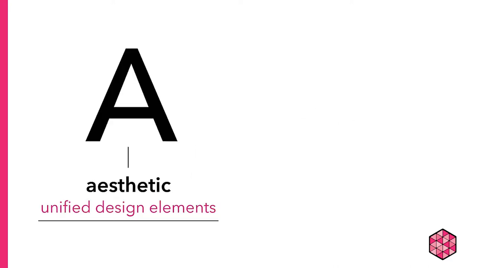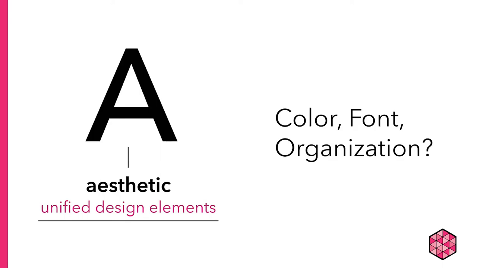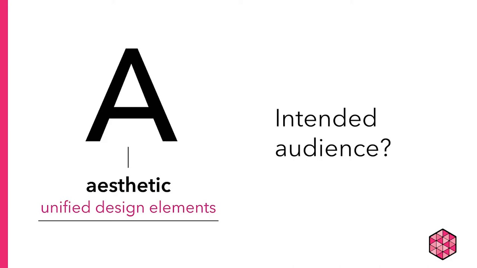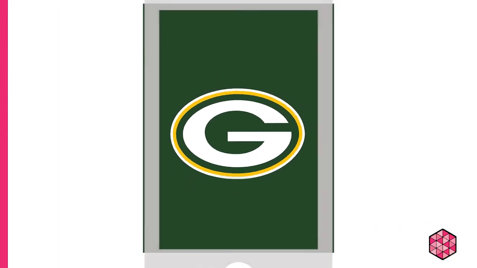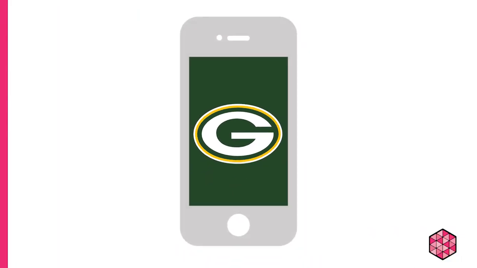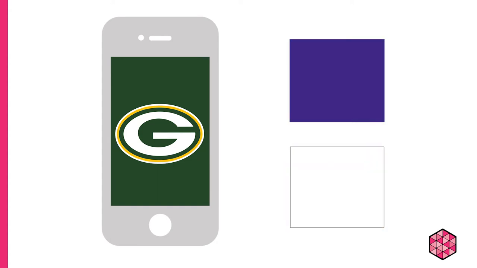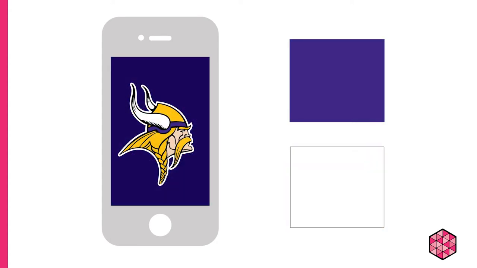As you begin working, you'll develop an aesthetic for your project. Consider how choices like color, font, and organization of elements support, or detract from, your project's intended purpose. Ask yourself, are these design choices consistent and coherent? Do they connect with the intended audience? For example, if you're designing an Instagram post about the Green Bay Packers, you'll probably want to use their team colors and avoid design choices that would subtly support the opposing team.